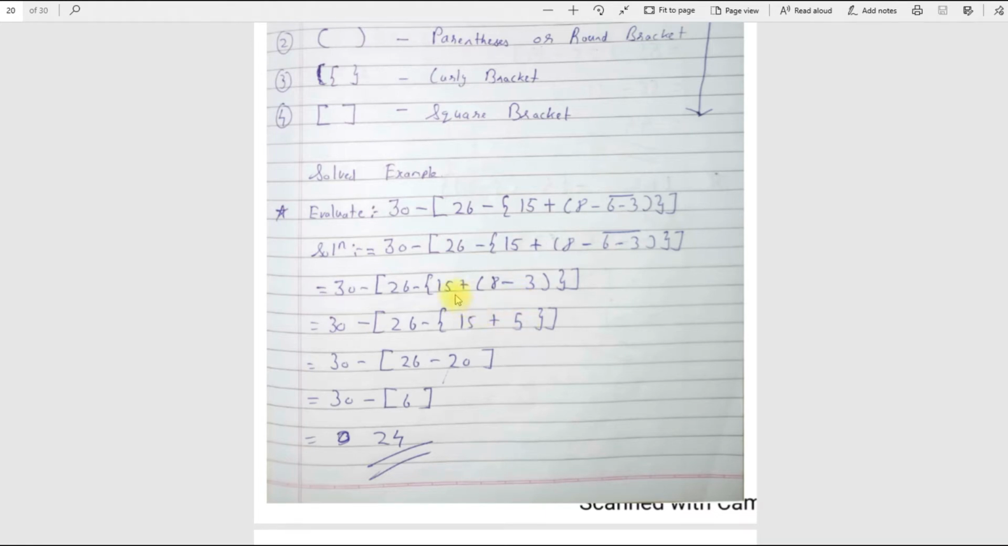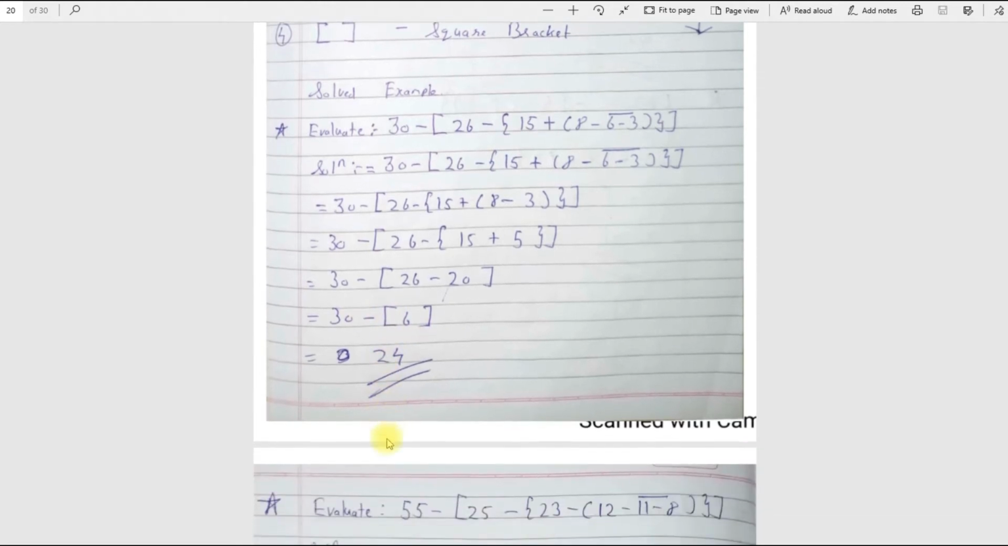Next, 15 plus 5. 15 plus 5 is 20. Since we have to solve curly bracket, I am solving this particular part first. 15 plus 5 is 20. Again nothing is left, therefore remove this curly bracket from the step. Now 26 minus 20 is 6. Now 30 minus 6 is 24. You can remove the square bracket over here if you want. If you don't remove, then also it is okay. So 30 minus 6 is 24. Hope you understood this type of sum.